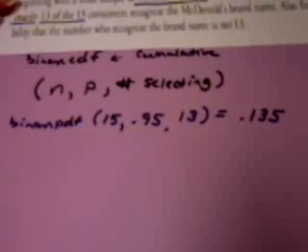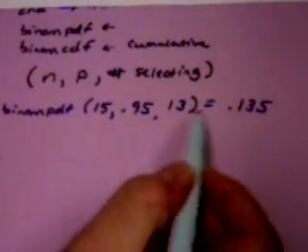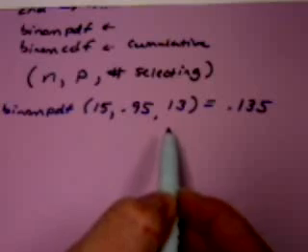Okay. Now let's answer the second question. The second question says, also find the probability that the number who recognize the brand name is not 13. Well, not 13, that's just the complement rule. Well, if we know this is how many for 13, this is exactly 13.